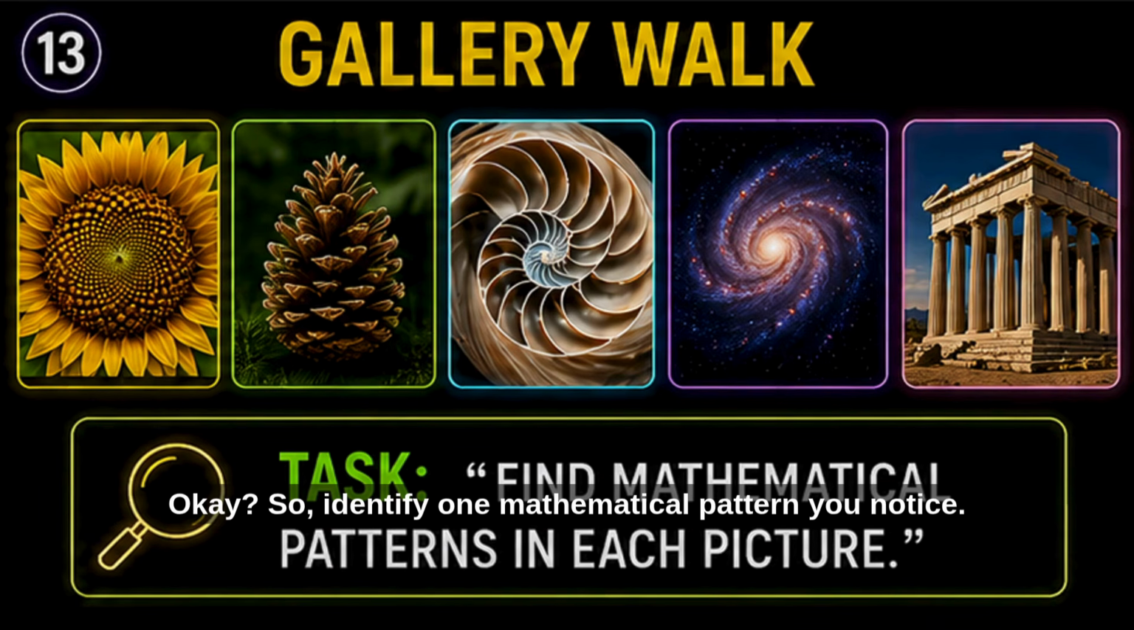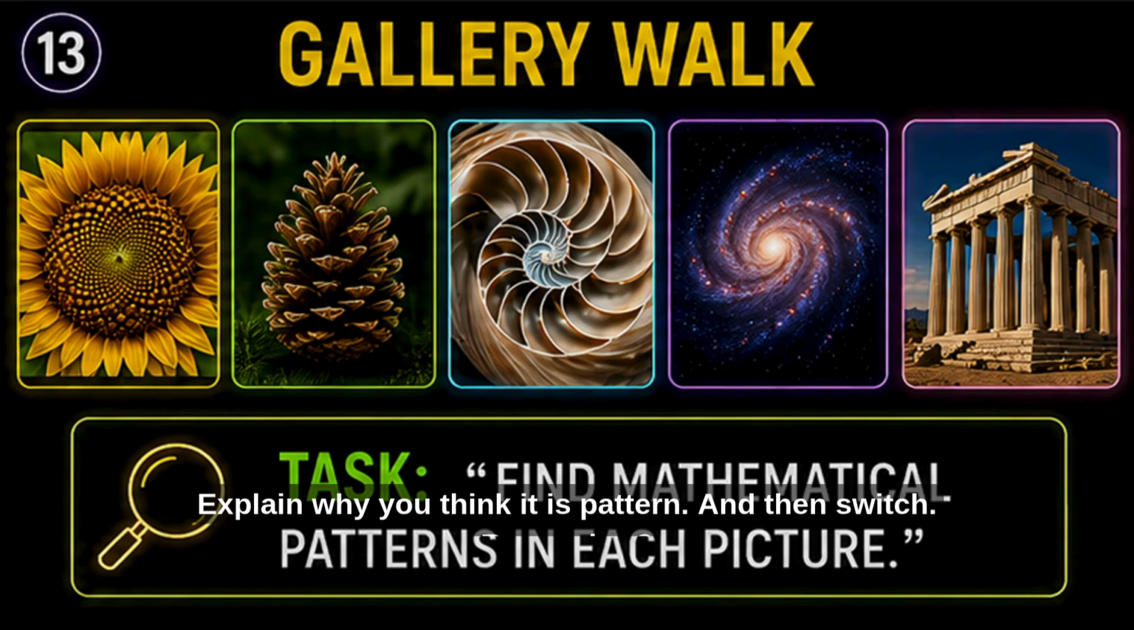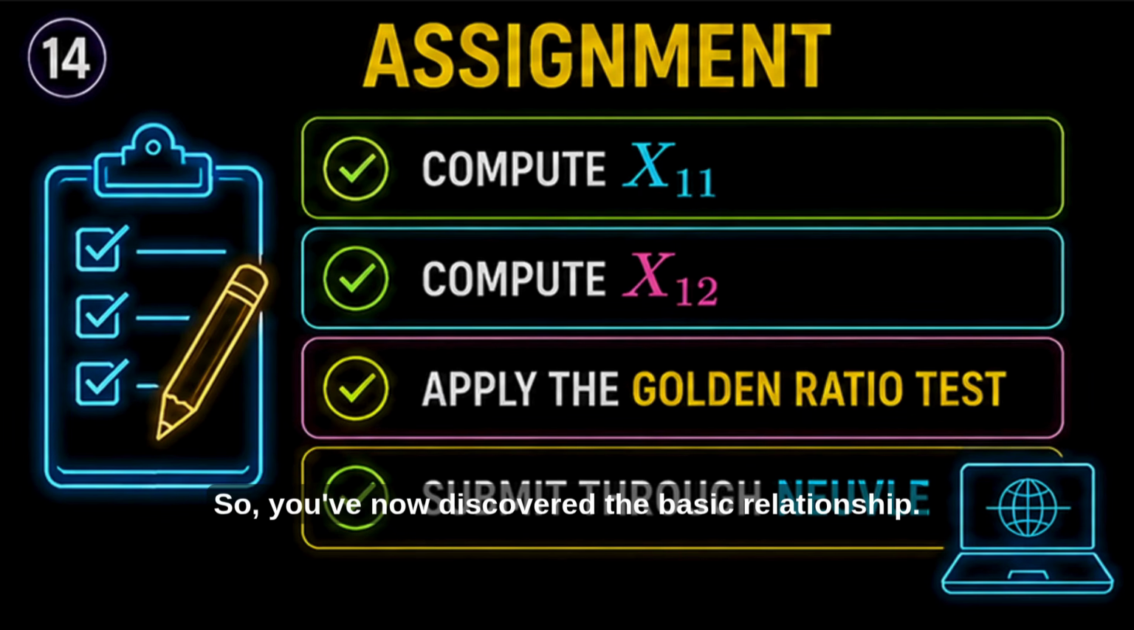Okay, so identify one mathematical pattern you notice, explain why you think it is a pattern, and then switch. Remember, observation first, explanation second. Evidence always attached here. So, the task is find mathematical patterns in each picture. So, you've now discovered the basic relationship. You've calculated Fibonacci numbers. You've tested ratios. You've explored the golden ratio now. And I want you to take this mathematics beyond this classroom.